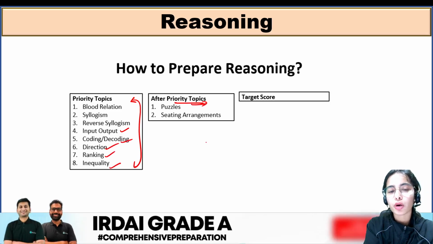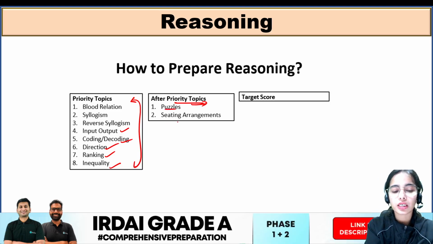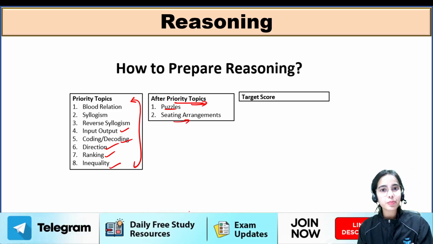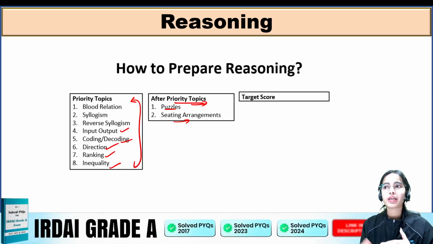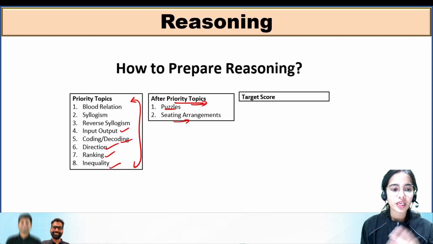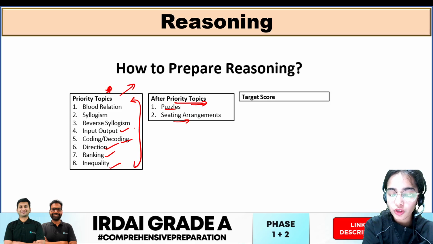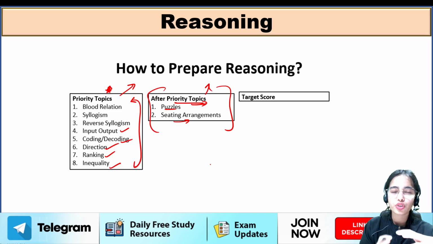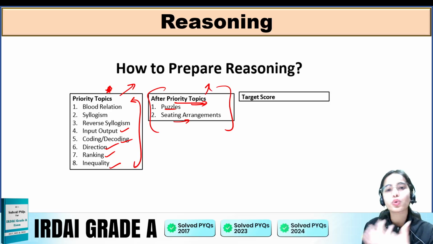After the priority topics, you can focus on puzzles and seating arrangement. Usually in the examination, if an easy puzzle comes, if an easy seating arrangement comes, you should be able to do it. But if a difficult question is coming, then you can leave it. That's why the priority topics are these, that will help you to clear the sectional cutoff. But you should have the basic knowledge of the puzzles, because if an easy puzzle comes, then at least you are able to solve that.